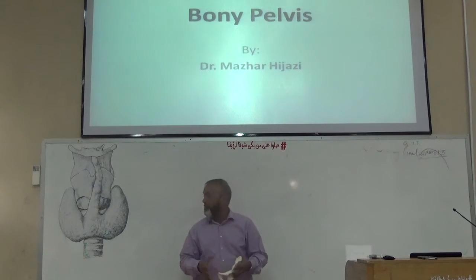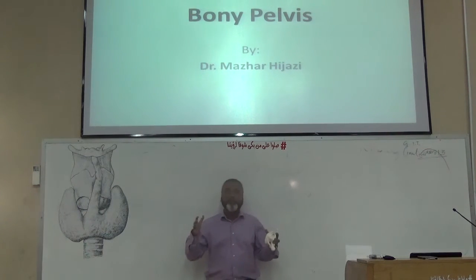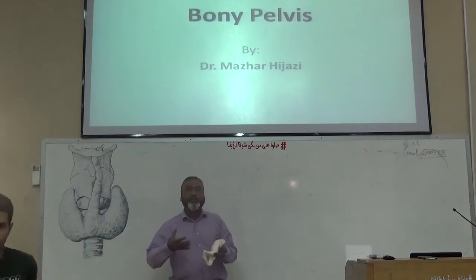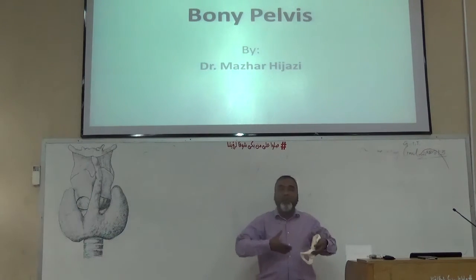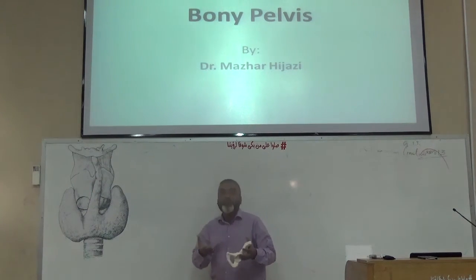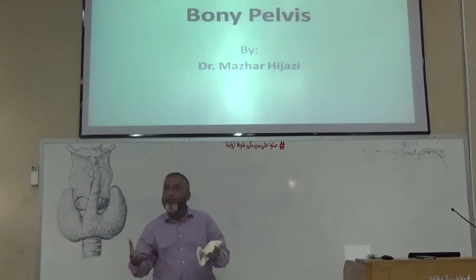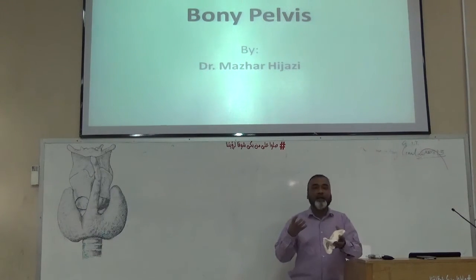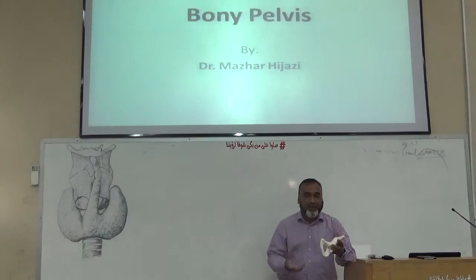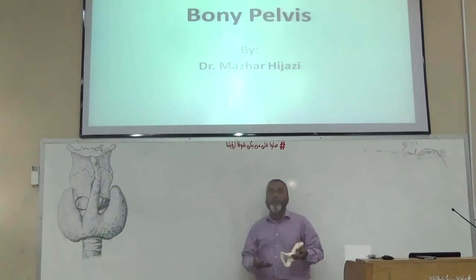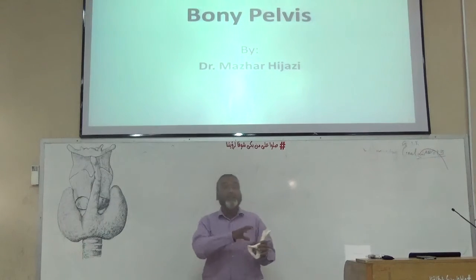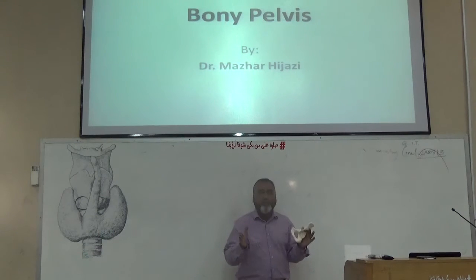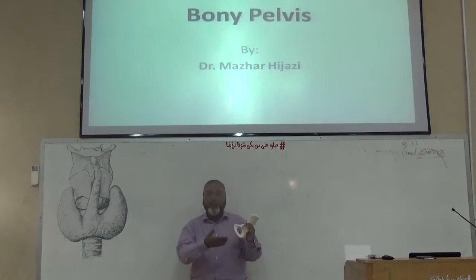Now this bony pelvis actually comprises 2 parts. The first part is also named the abdominopelvic cavity, which accommodates the lower part of the contents of the abdominal cavity as well as the viscera of the pelvic cavity. This is also named the false pelvis. Then we have the true pelvis, which is below the abdominopelvic cavity.